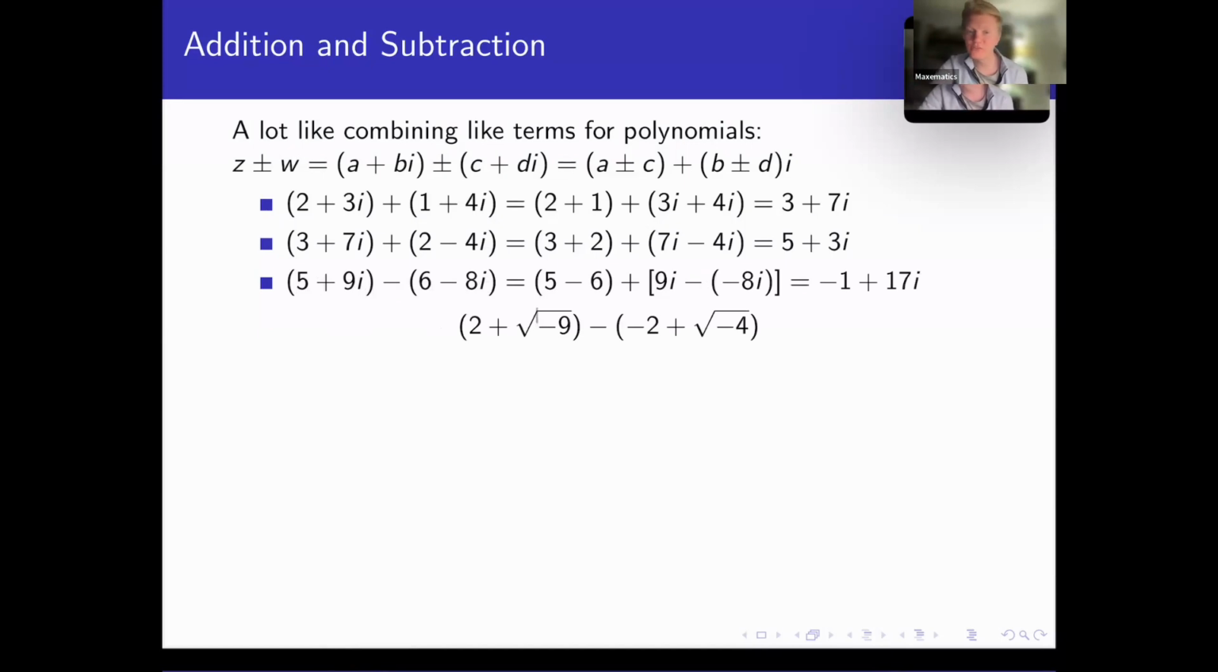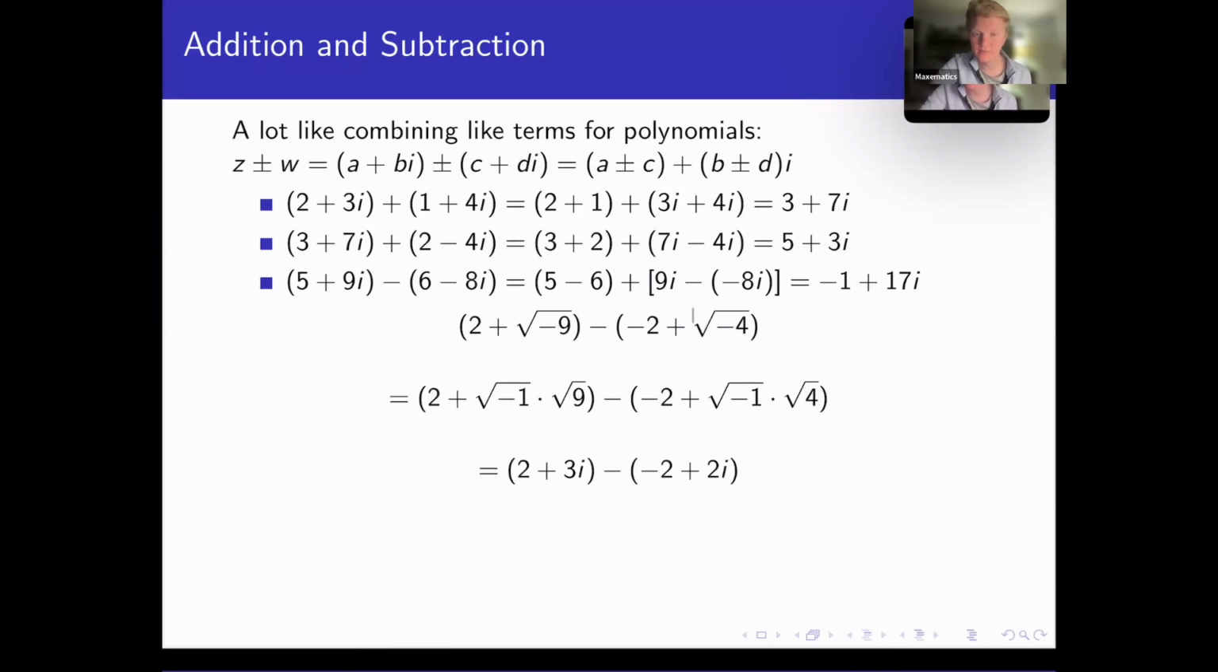If we have square roots, like I said, simplify the square roots first. Square root of negative 9 would be square root of negative 1 times square root of 9. Square root of negative 4 would be square root of negative 1 times square root of 4. Okay, well, square root of 9 is 3. Square root of negative 9 is 3i. Square root of 4 is 2. Square root of negative 4 is 2i. And now, just subtracting real and imaginary parts. Okay, so not so bad so far.